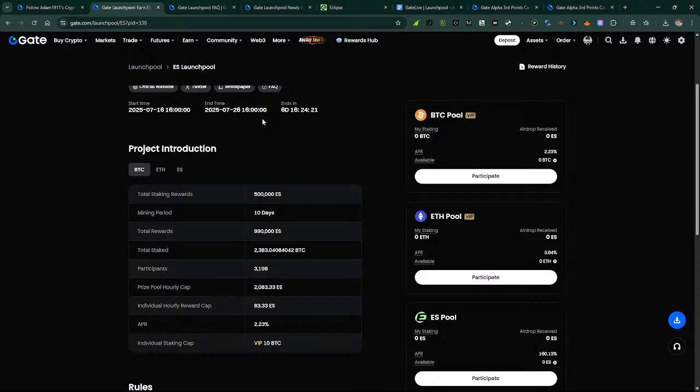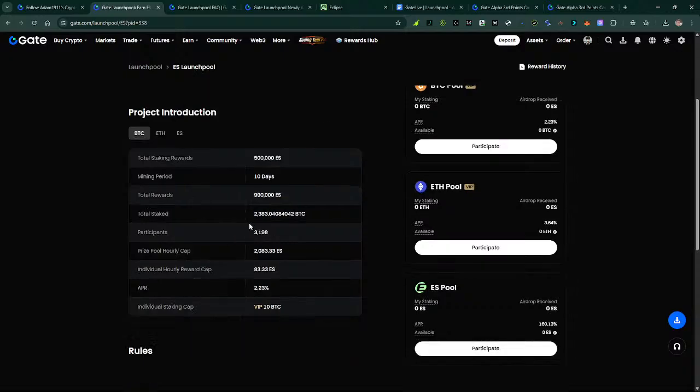Okay, and the individual reward is 0.33 ES tokens. So you can get 83.33 ES tokens at maximum. Okay, so that's it. These are the details, and the APR is 2.23%. It seems less, by the way, but it is still powerful enough because the participant count is less, so the reward amount is so high. So you don't have to worry about the APR in that case.